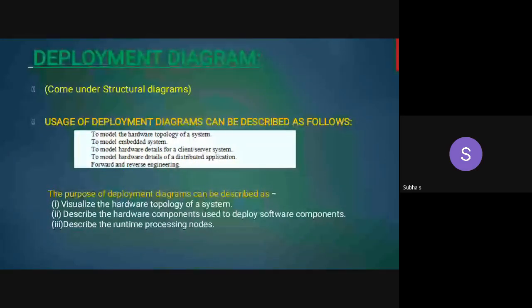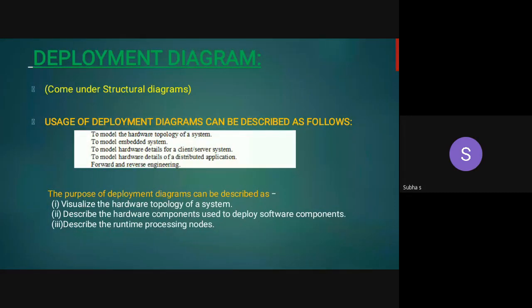Purpose: to utilize the hardware topology of the system. That means I want to describe the hardware components, and display the hardware components with the help of software components. In a simple sentence: describe the hardware components used to display the software components, and describe the runtime processing node. So that is the purpose, the need of using the deployment diagram. I put the clear points on usage and purpose in the PPT presentation. Please go through it.